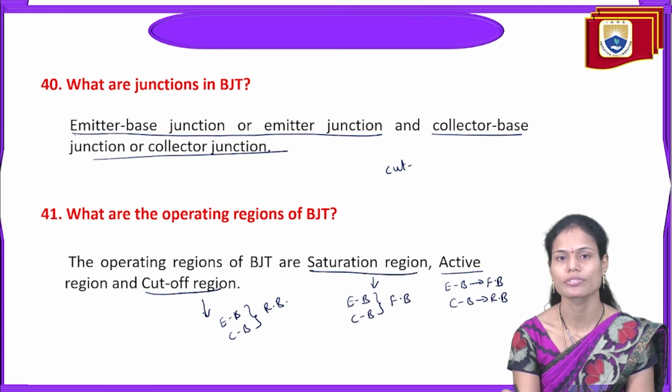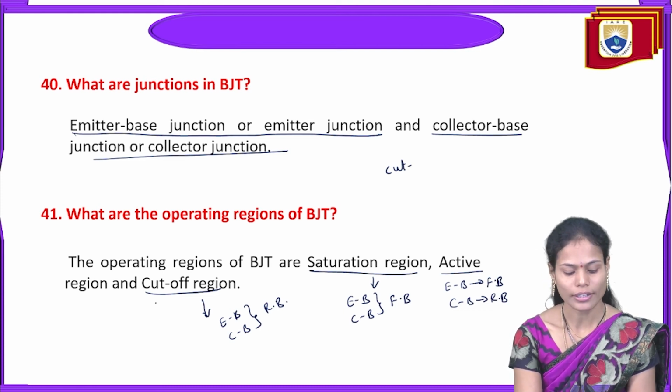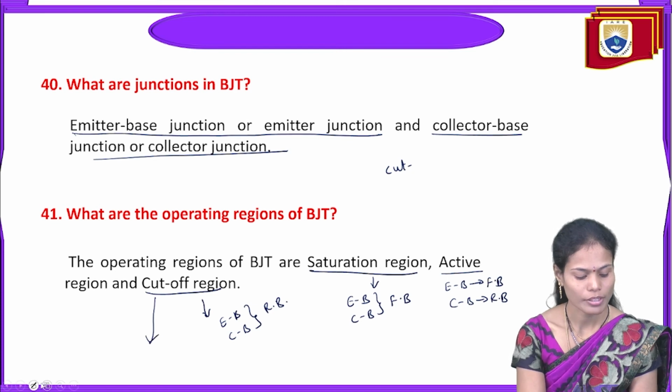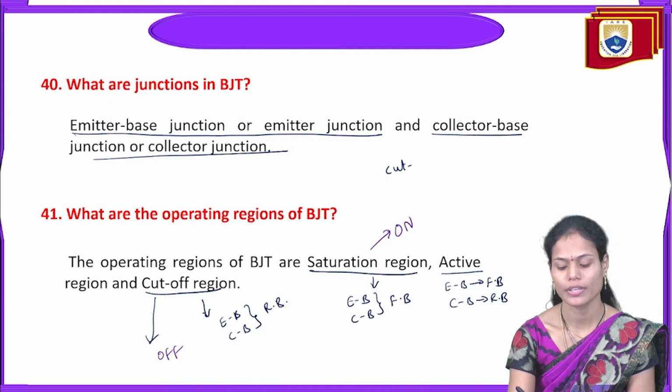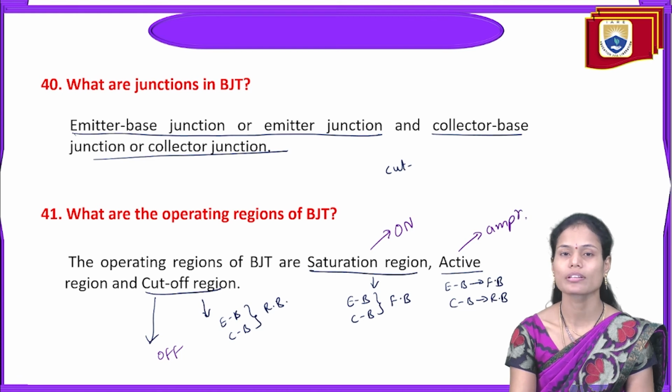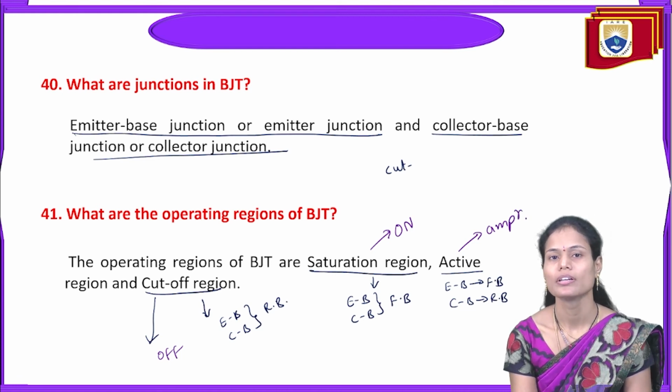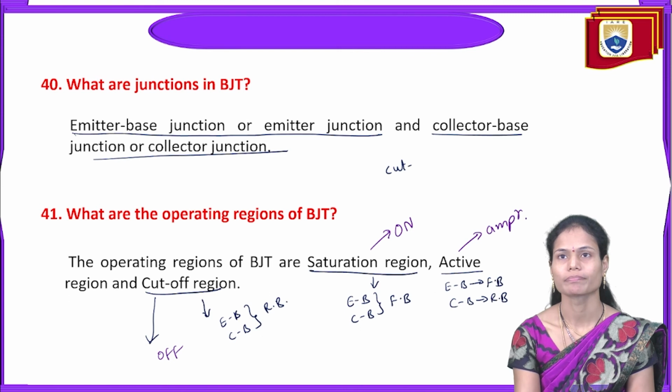If you make the connections in this way, we can operate the transistor in any of the three regions. In the cutoff region, it acts like an off switch. In the saturation region, it acts like an on switch. In the active region, it acts like an amplifier. So these are the applications of the transistor according to the operating region.